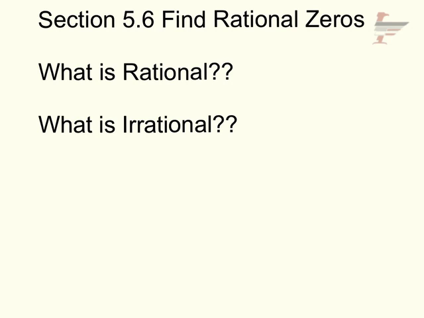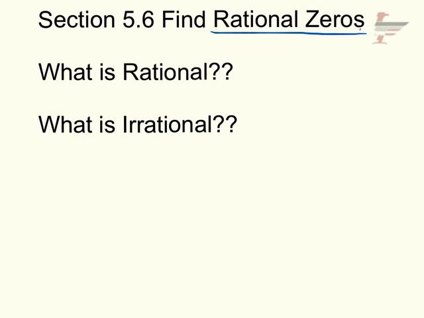Section 5.6 is finding rational zeros. So the first thing, and probably the most important thing, is you need to know what in the world rational means. And, well, zeros too, but I'm hoping you know what zeros are. Zeros, of course, are x-intercepts or solutions, places where your graph crosses the x-axis.